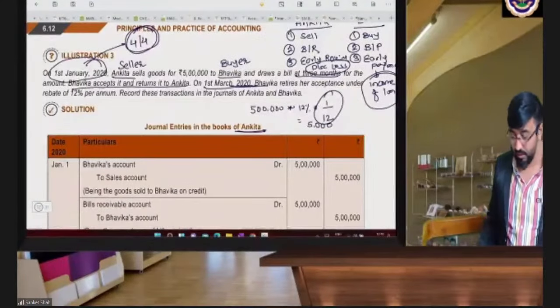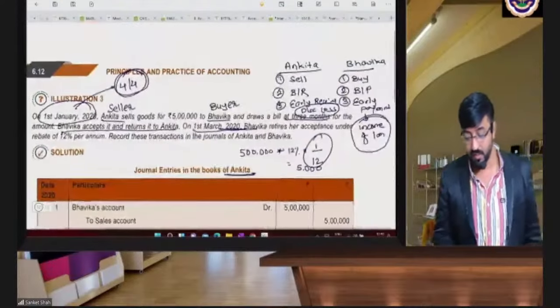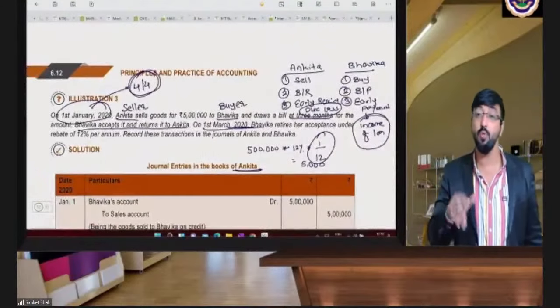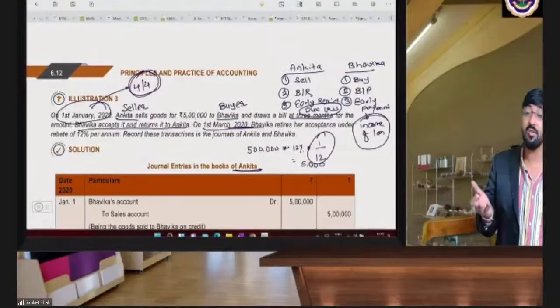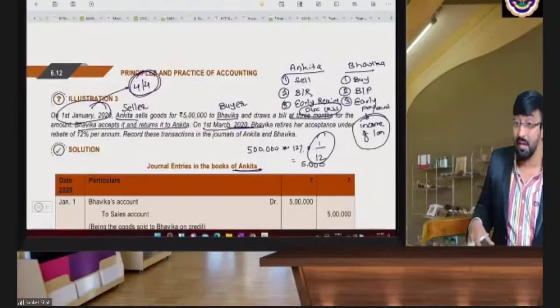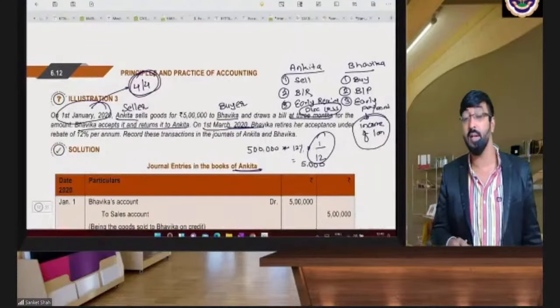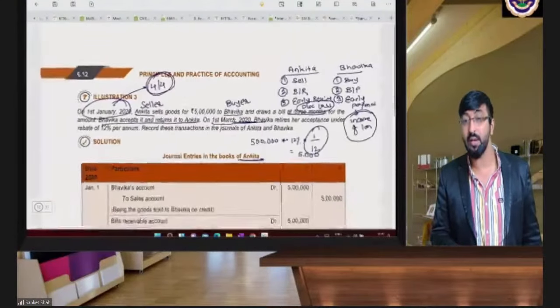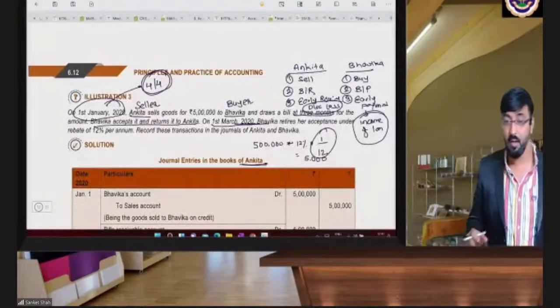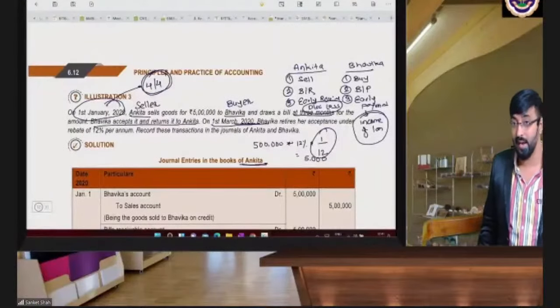Chalo. So illustration number 3, it's related to, see, in illustration number 2, you paid late. And in illustration number 3, drawee pays early. Okay. So that is called retirement. Okay. I hope you got this concept of retirement now.